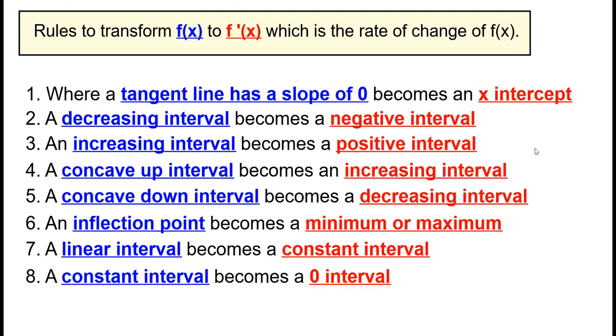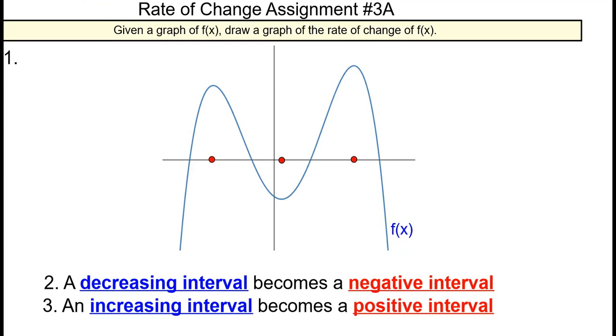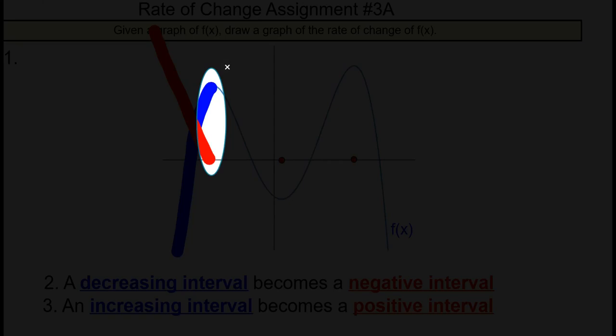Now let's look at rules 2 and 3 simultaneously. Let's start with rule 3. An increasing interval on f of x becomes a positive interval on the rate of change function. Note that both intervals start at negative infinity and end with the same x-coordinate.